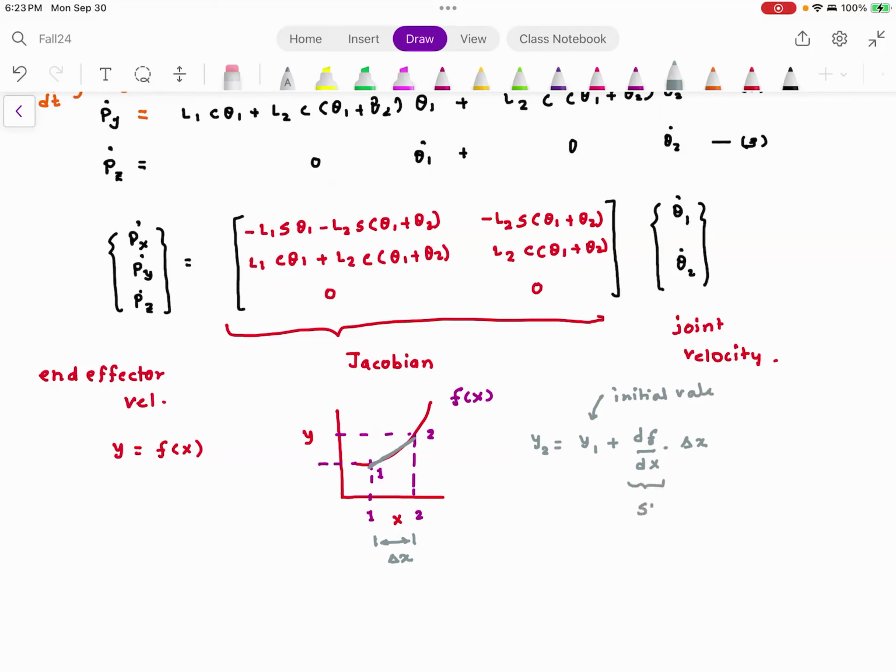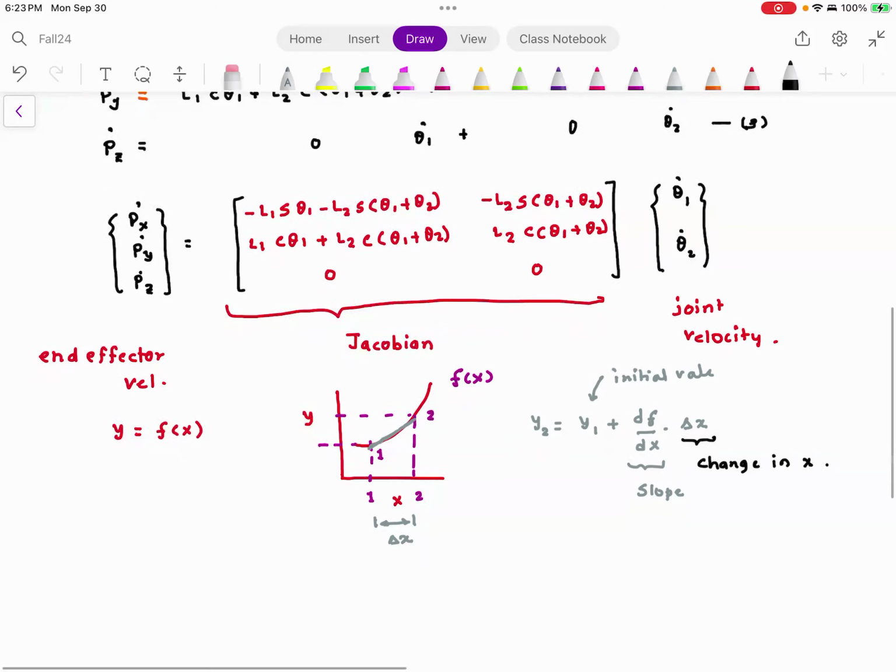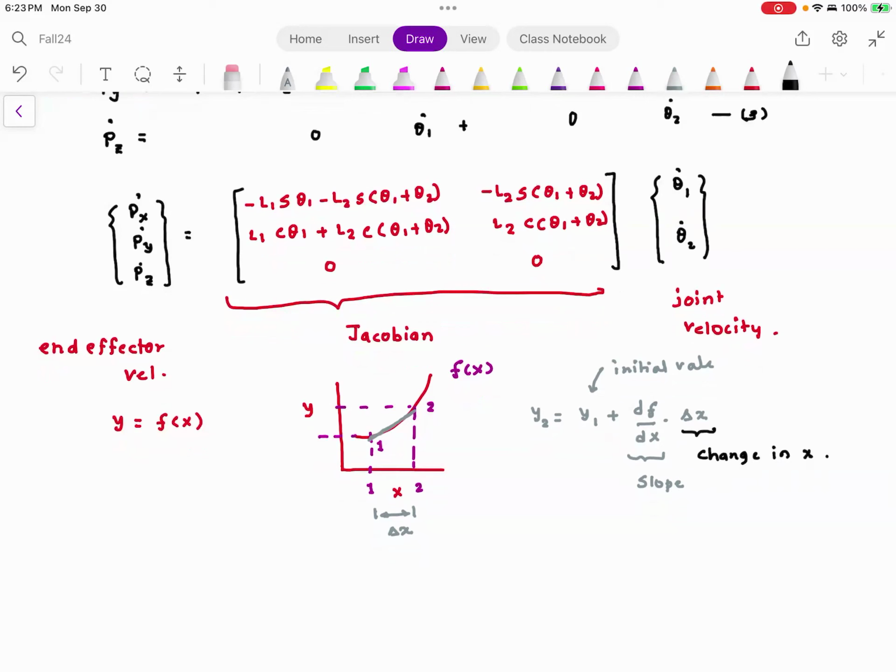So if this change is delta x, the final output is the initial value plus this. This is the slope, and this is the change in x. Everyone with me so far? As long as point 1 and point 2 are very close to each other, this approach is valid. Everyone agrees with this? The next step is extremely important.